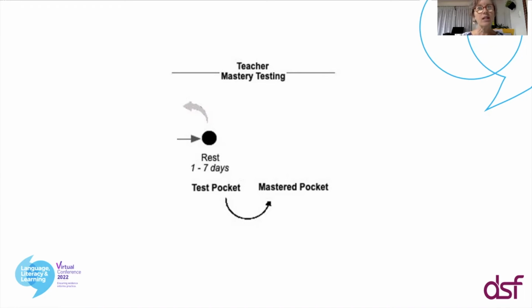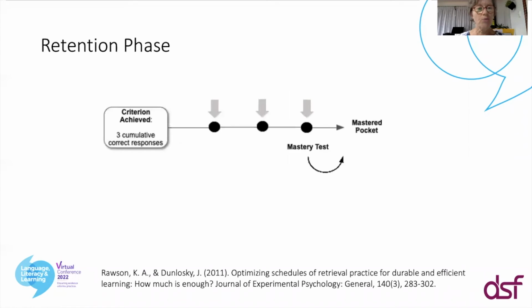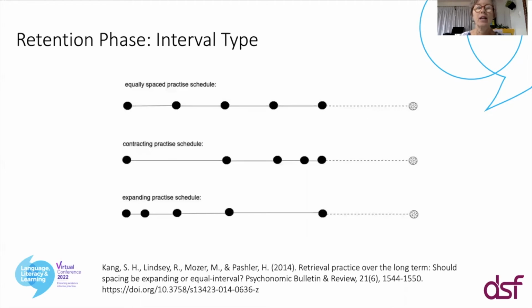The Rawson and Dunlosky study identified this amount of repetition as inefficient, and so the flashcards in the revised process returned to the pocket of origin when incorrect. Their study also identified that 3 broader space retrievals were efficient and effective for greater learning durability.